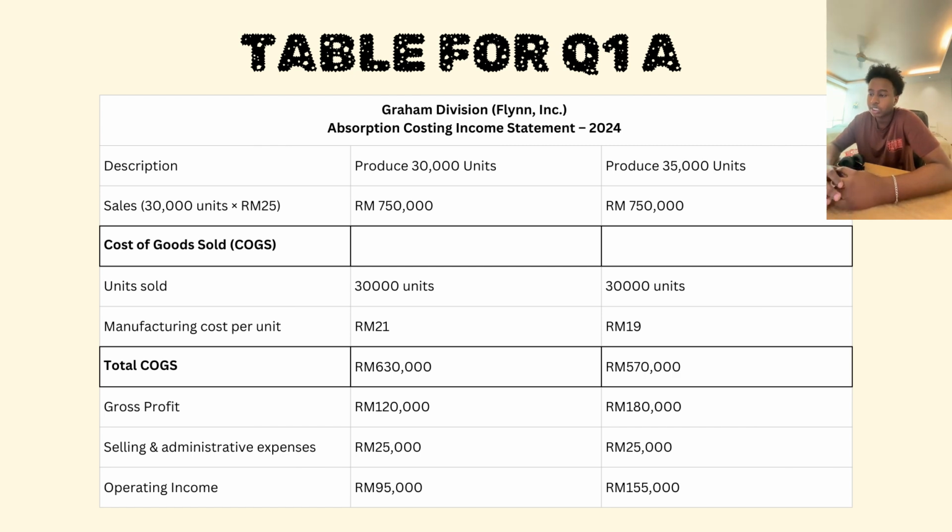570,000 ringgit. So the gross profit is 120,000 ringgit for 30,000 units and 180,000 for 35,000 units, and selling and administration cost is the same, 25,000 ringgit, and the operating income is higher, 155,000 for 35,000 units and 95,000 for the 30,000 units.